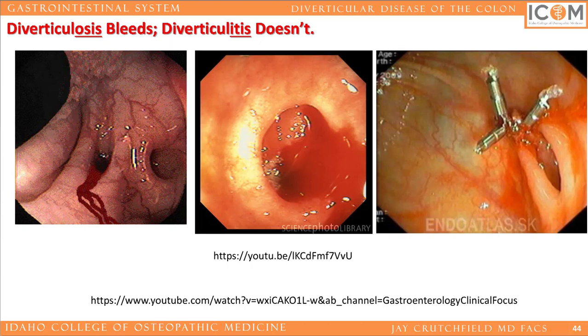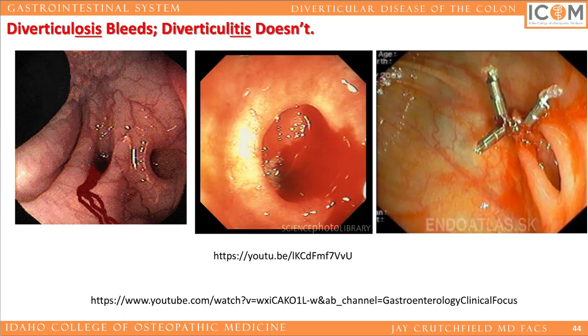Here we see three separate images of diverticular bleeding. Often this bleeding is massive and occurs usually in elderly patients. As we learned earlier, 50% of these bleeds will occur in the right colon. If you click on the top video link provided, you'll learn how diverticular bleeding can be treated using colonoscopic interventions or injection therapy with saline or an epinephrine-containing solution.